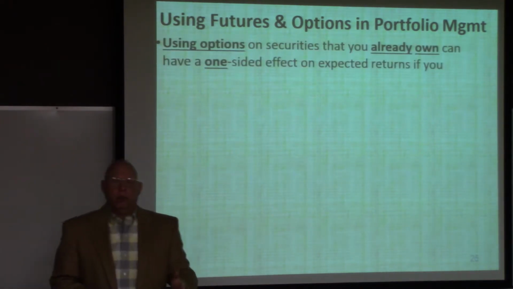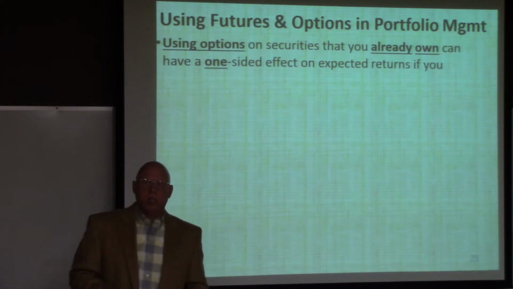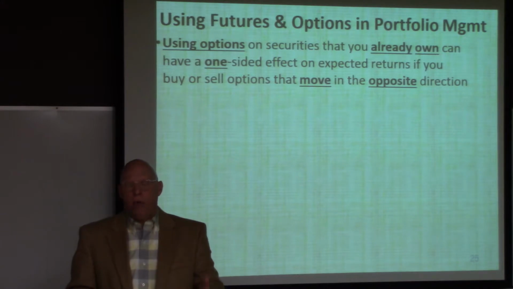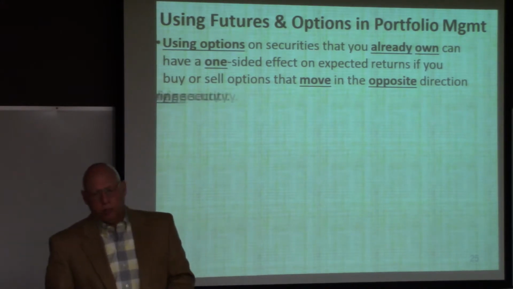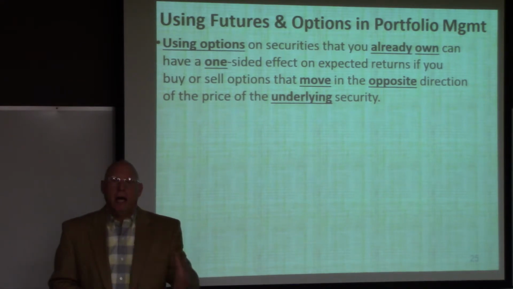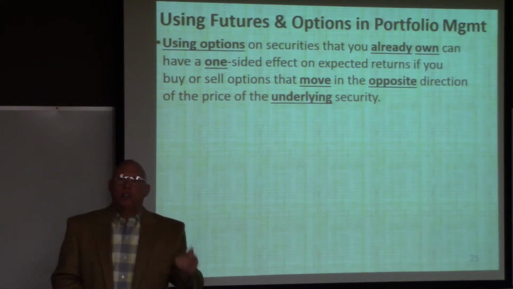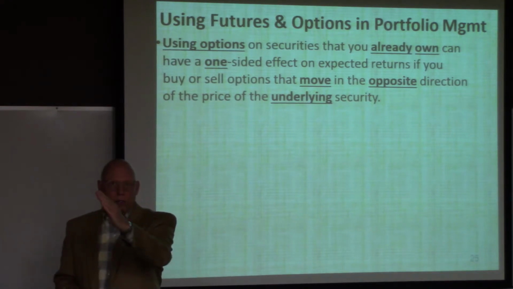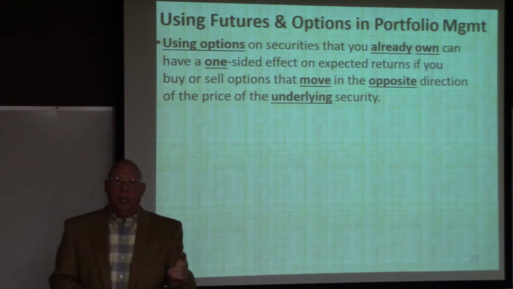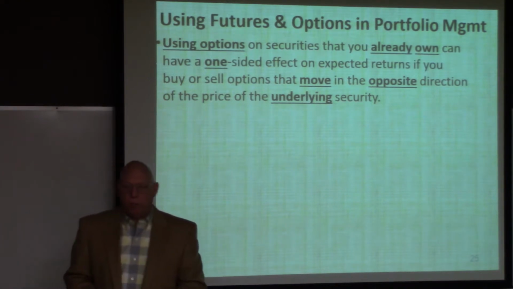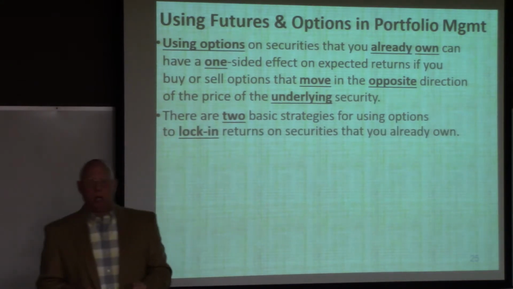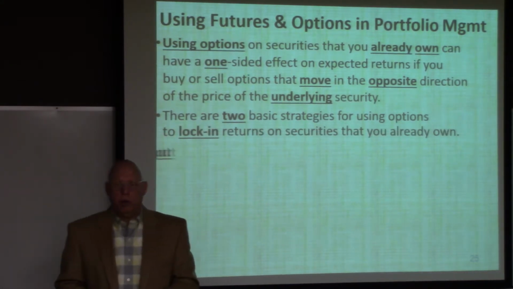Using options on securities that you already own can have a one-sided effect on expected return if you buy or sell options that move in the opposite direction of the price of the underlying asset. This is called hedging. So the underlying security that you own moves in one direction, up or down, and the option or future that you buy or sell will move in the opposite direction. This is hedging.